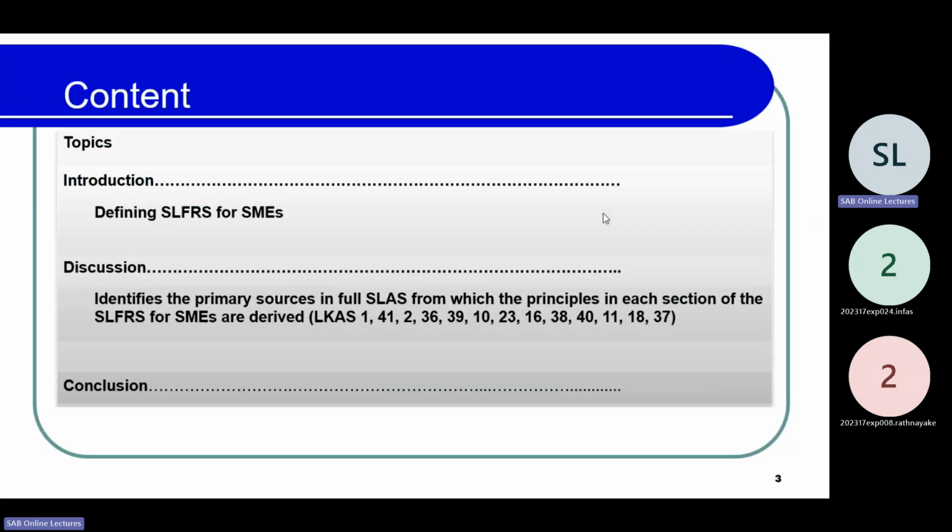This is the content of our presentation. We are presenting our topic, Sri Lanka Accounting Standard for SMEs. Then we discuss what SMEs are and identify the primary source scheme. We identify the primary source scheme, for SMEs selected from each section of the SLFRS for SMEs, which are diverse.